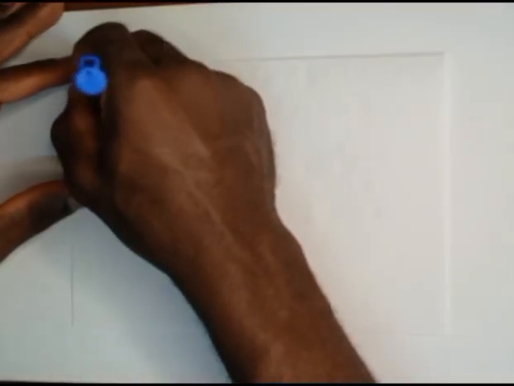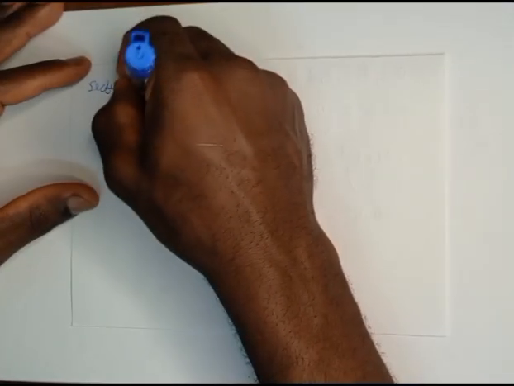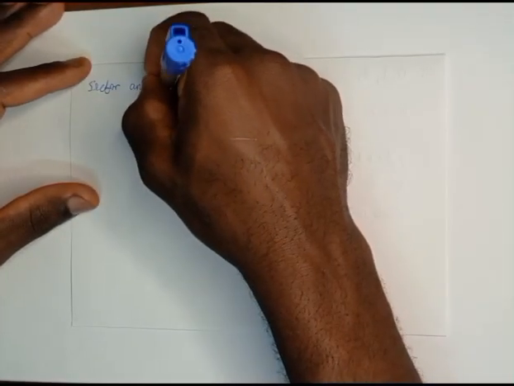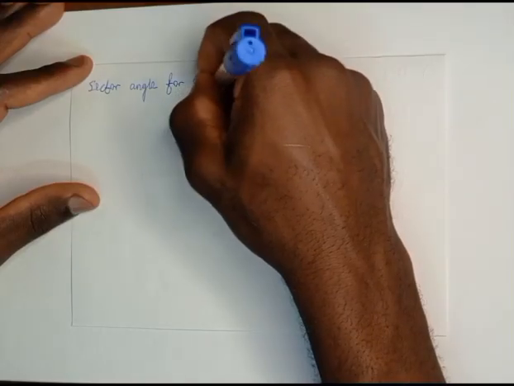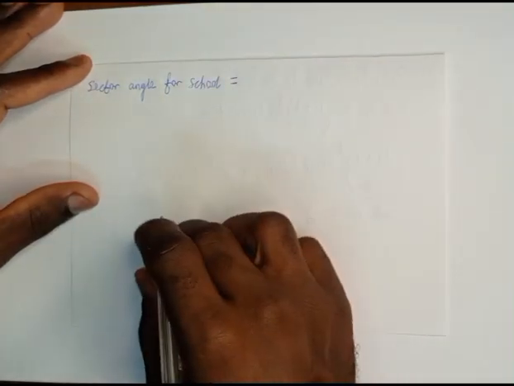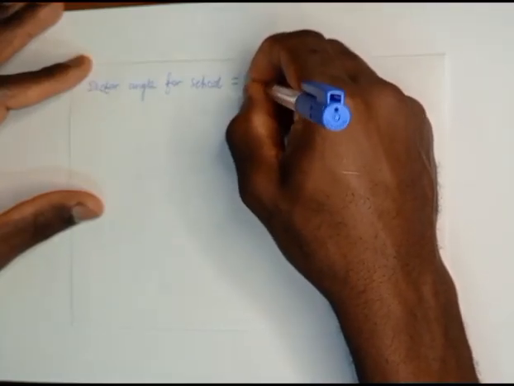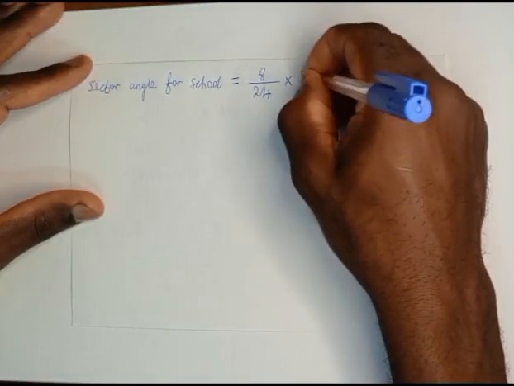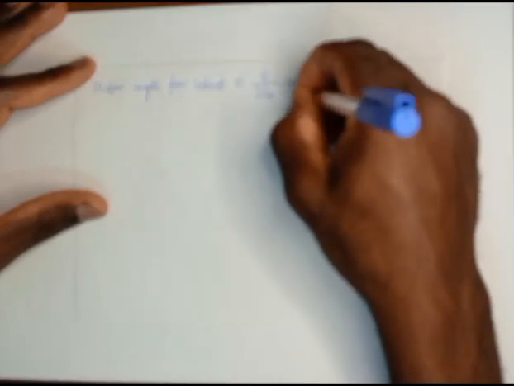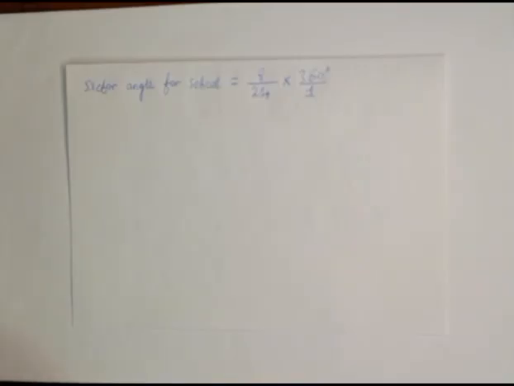The sector angle for school is simply equal to, we divide the frequency for school, which is 8, by the total frequency, which is 24. We will multiply this by 360 degrees all over 1. 360 divided by 24 gives us 15. Then we take 15 times 8. This will simply be equal to 120 degrees.